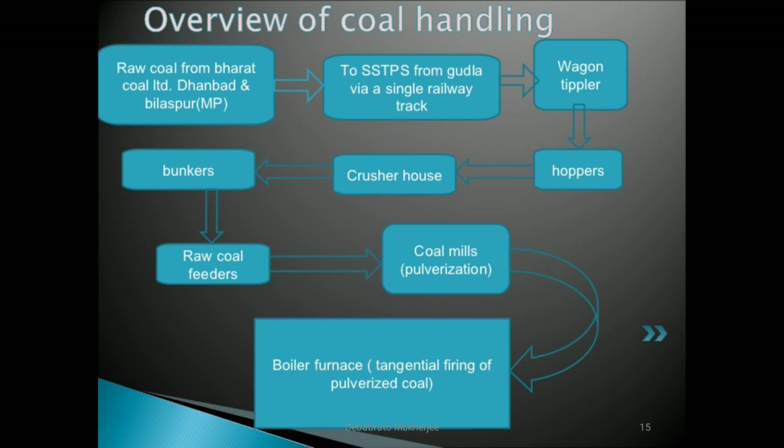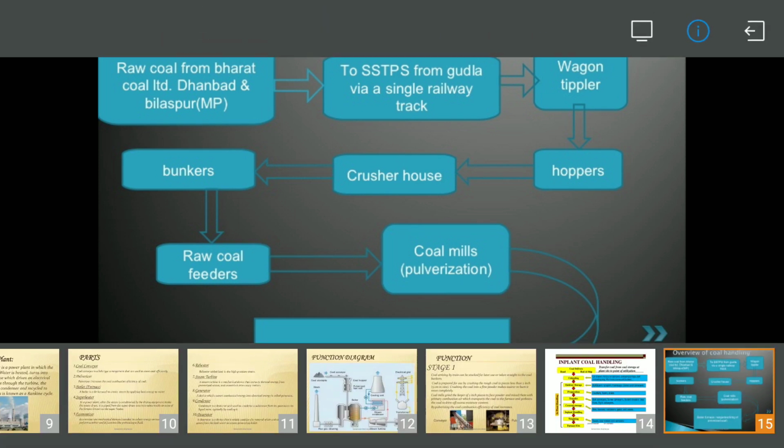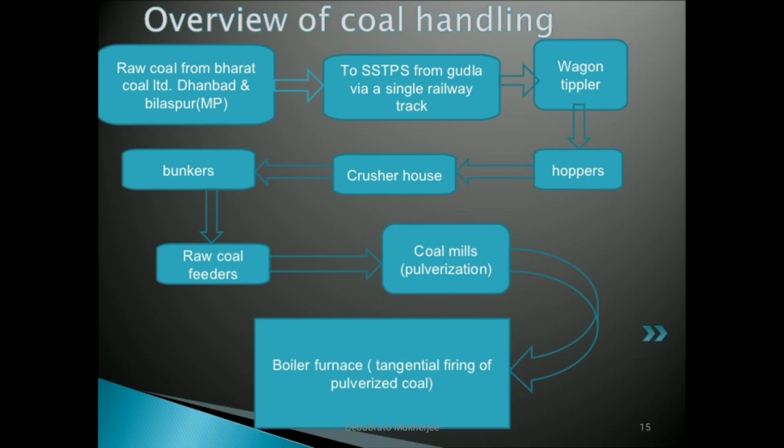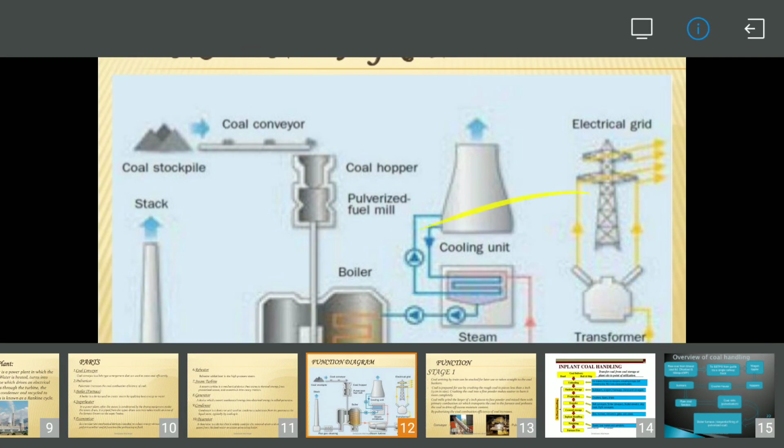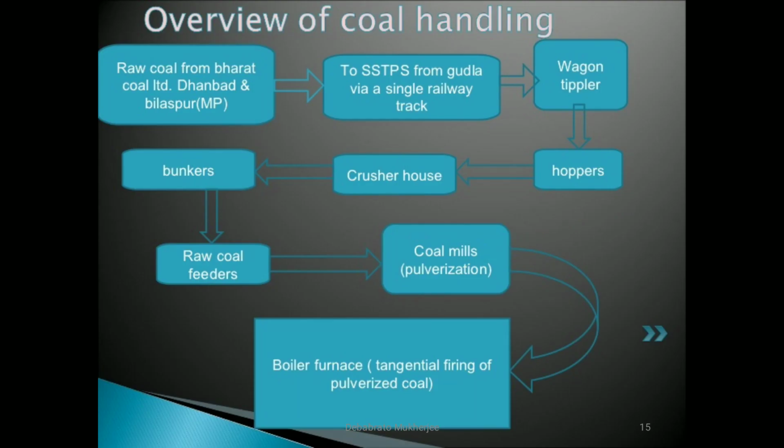Next, raw coal is taken from a particular coal mining station. It is given through a railway track. Through railway transportation, it is given to the wagon tripler. Wagon tripler is a form of bunker where the coal is handled. From there, it is given to the hopper. Hopper is just this. This is a hopper. See, coal hopper. From the coal hopper, the crusher is used, then it is given again to the bunker.